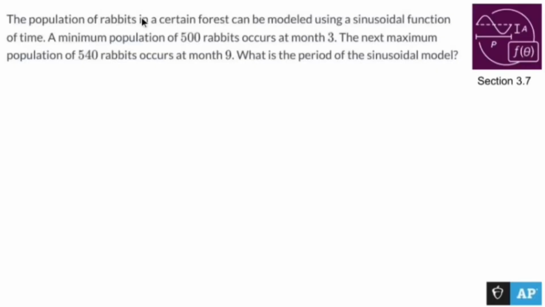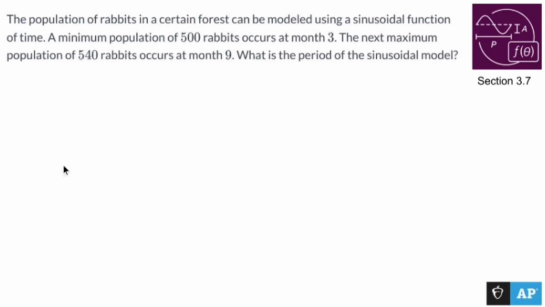A population of rabbits in a certain forest can be modeled using a sinusoidal function of time. A minimum population of 500 rabbits occurs at month 3. The next maximum population of 540 rabbits occurs at month 9. What is the period of the sinusoidal model?